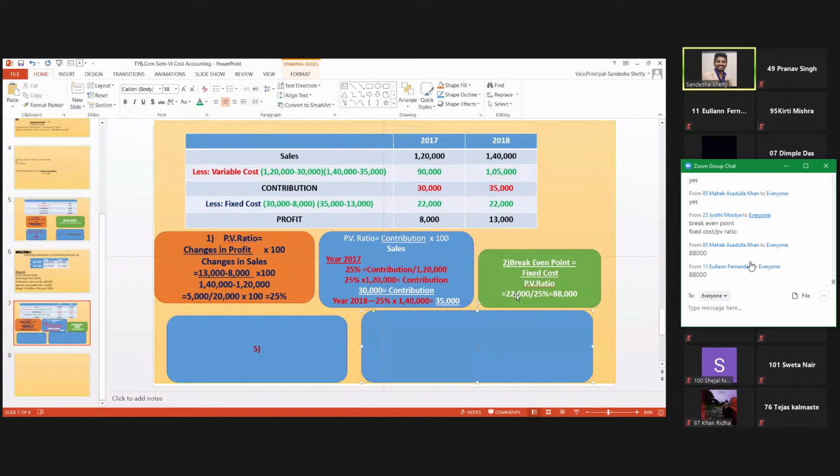This much is clear to everyone. I'm asking you, this much is clear to everyone then? Is it clear to everyone? Yes. Now let's go for the third one.